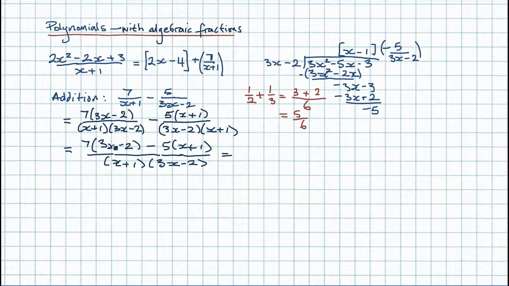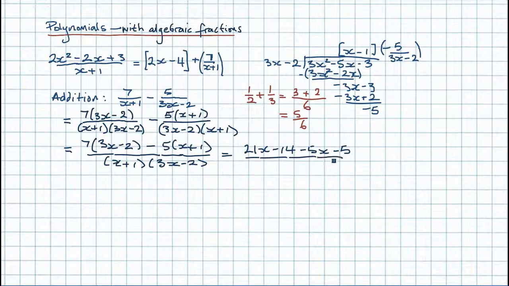So we're distributing the 7 across the 3x and the minus 2 to give us 21. So 7 times 3x is 21x. 7 times the minus 2 will give us minus 14. Now the next bit, minus 5x, and then the minus 5 times the 1 gives us minus 5. And you can see why I've done that, because now we can easily combine these terms together.